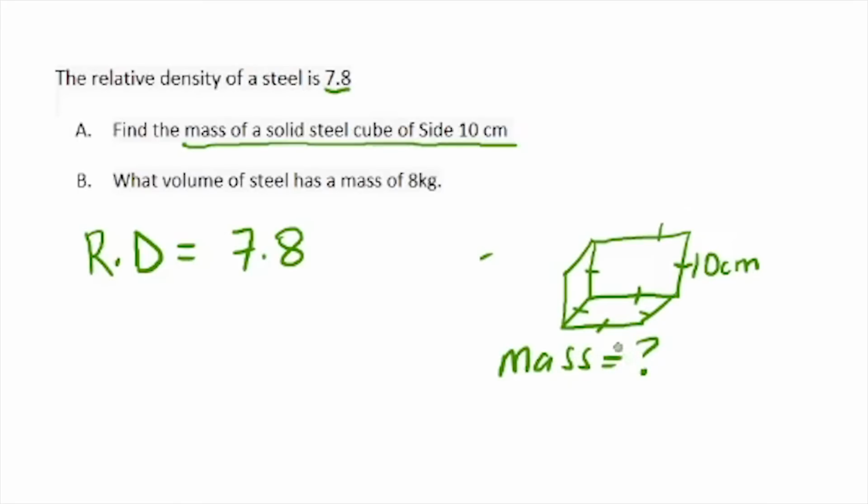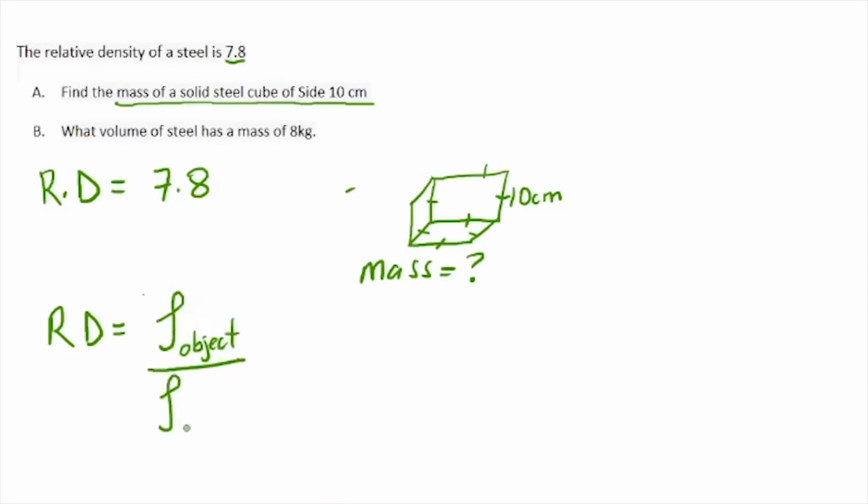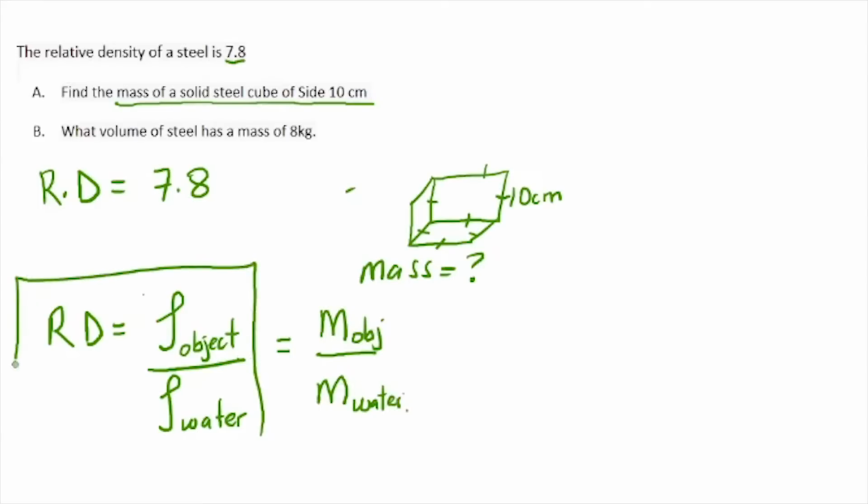What is the mass? Okay, so first of all, what do we know about relative density? By definition, relative density is the ratio of the density of an object to the density of water. That is the primary definition of relative density. You can also define it as the mass of the object divided by the mass of an equal volume of water. Either can work. Now, looking at this question, I think taking this definition will work for us.